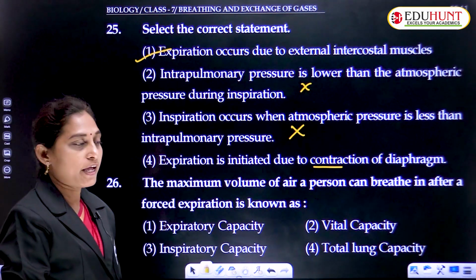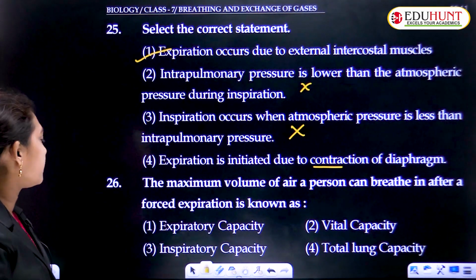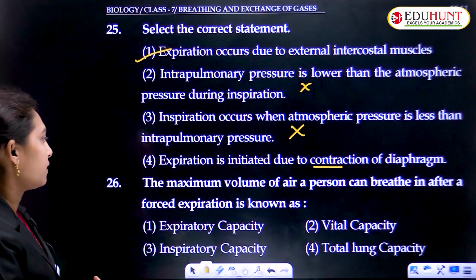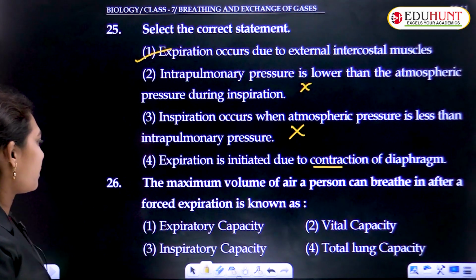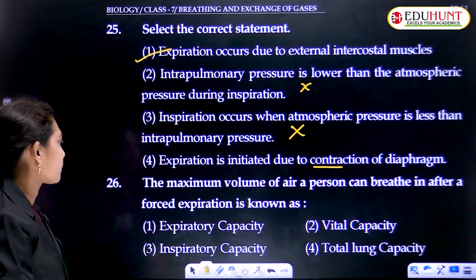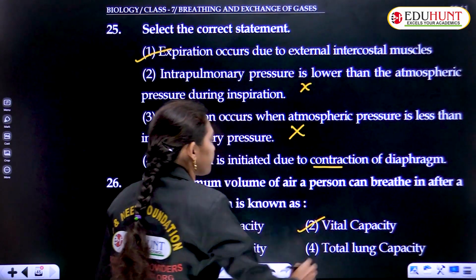The maximum volume of air a person can breathe in after a forced expiration is known as what? That is vital capacity.